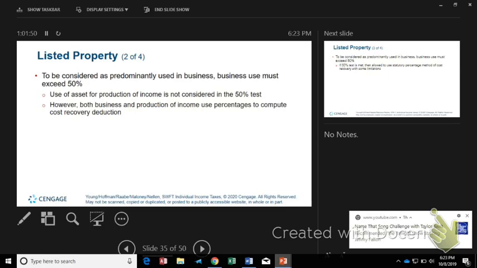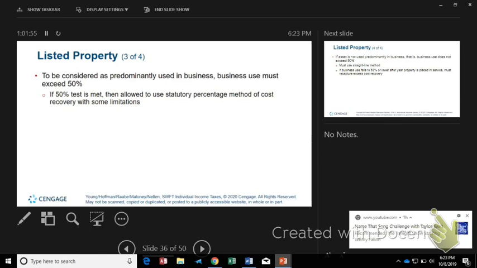All right. Both business and production of income use percentages to compute cost recovery. Now, to be considered as predominantly used, business use must exceed it. If this test is not met, then they allow you to use the statutory method percentage of cost recovery with some limitations. I will tell you that the IRS got harder with some of these things on how often they're used, cars and such like that. So it is best to try to meet those tests when you're using items for recreation, and then cars and other recreational vehicles.